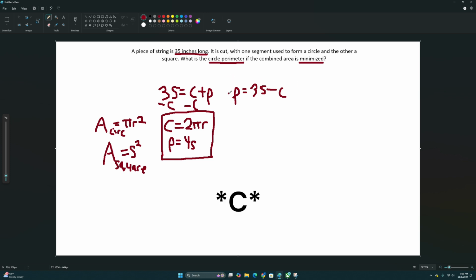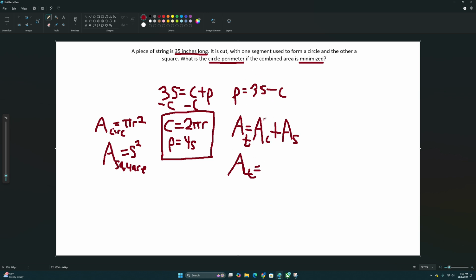We have them in terms of P now. Let's go on to the area now. So these two areas have to be minimized. Let me think about this. The combined area is the area of the circle, which we'll have as AC, plus the area of the square. Oh no, not P, it's area of the square. And I'm going to have C for total. Now we can figure out what this will be by using these formulas over here and using this equation up here.